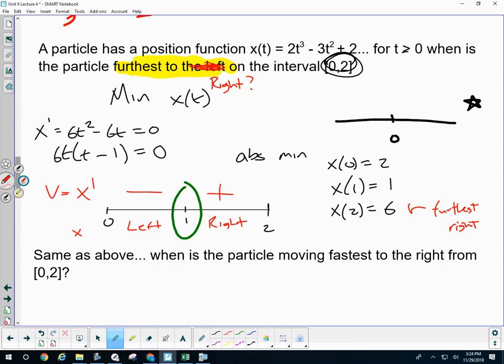Fastest to the right would mean my velocity is positive, right? But what kind of value tells me that I am moving fastest to the right? You're getting there, but I want you guys to say the max of velocity. You guys are already going that extra step, but that's important. When am I moving fastest to the right? When my velocity is at a max.